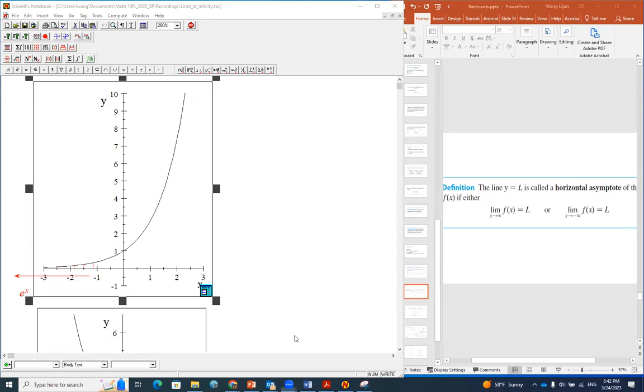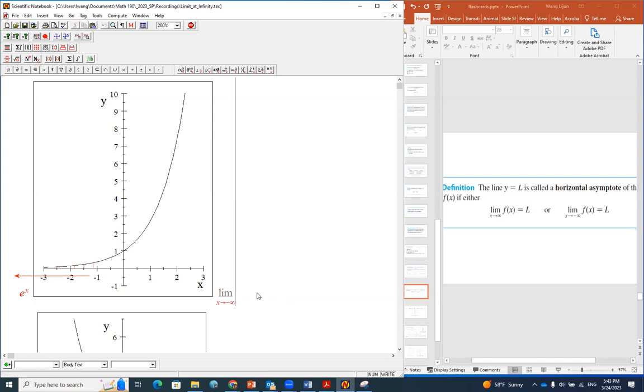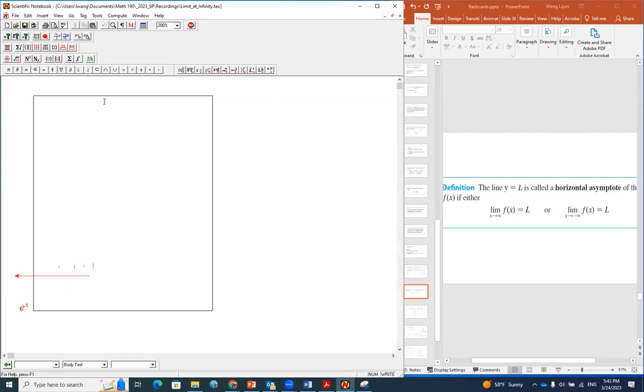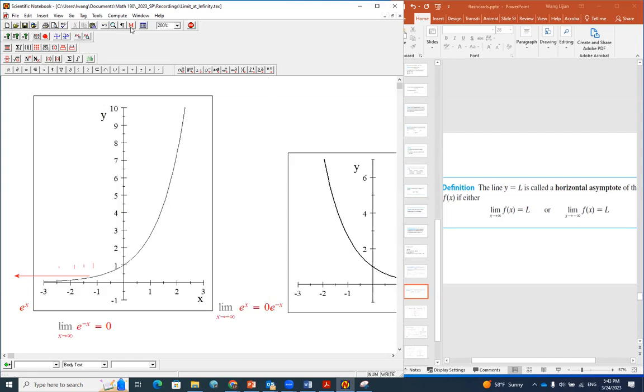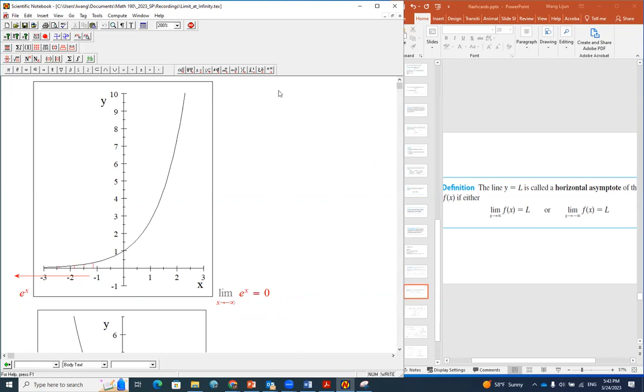So in this case, we can say the limit of e to the power x as x approaches negative infinity is 0. And similarly, if you see e to the power negative x, I drew this picture to show you.